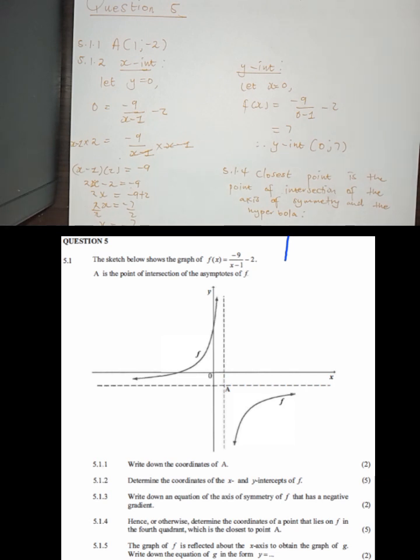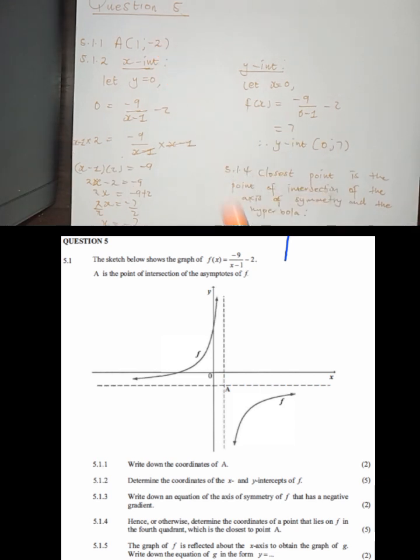Okay, so first off we got 5.1.1, which says write down the coordinates of A. The coordinates of A is the point of intersection of the asymptotes. The asymptotes here are x is equal to 1 and y is equal to -2. So the coordinates of A would be (1, -2), like I wrote here.